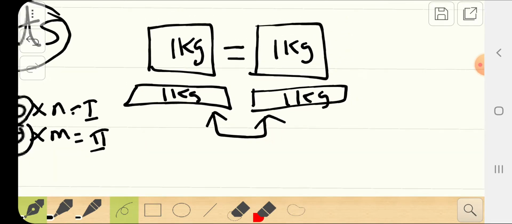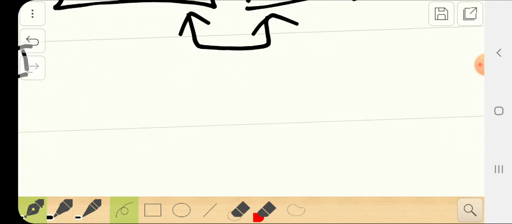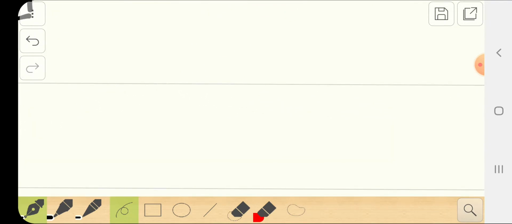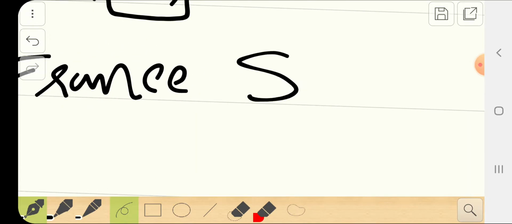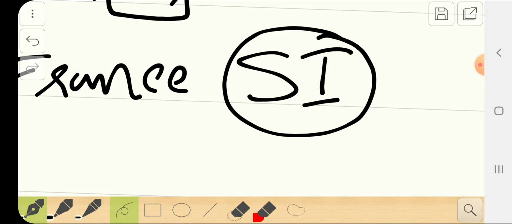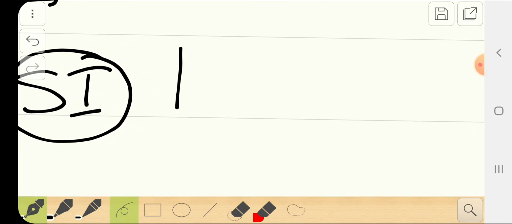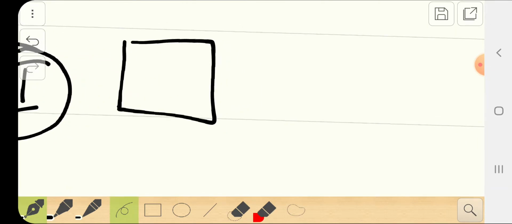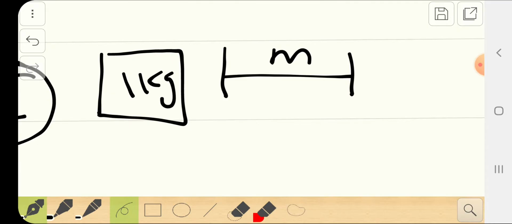For that, we have a system which was developed in the early 19th century, located in France, which is called the Système International. In the Système International, they store everything, like a 1 kilogram block of mass, and a 1 meter long stick. I'm just saying this in a basic manner. That's not exactly how they store it, but we'll get there.